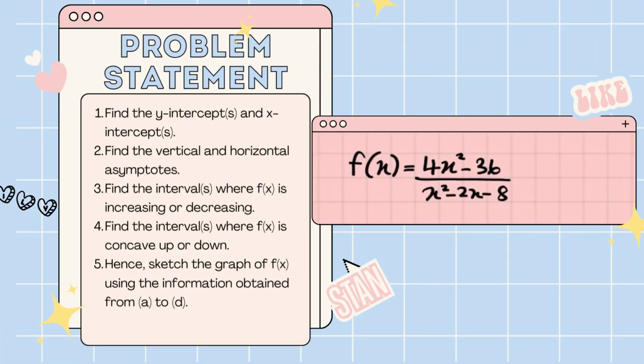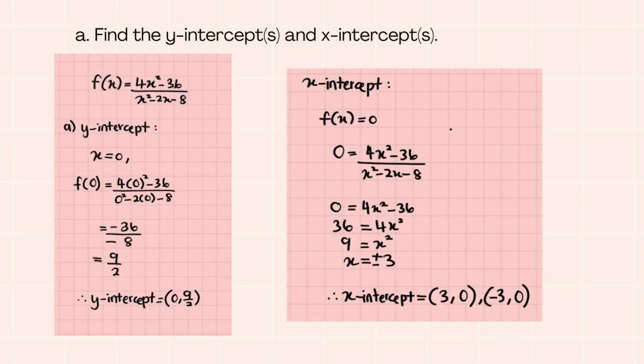So right now we move to the second function, which is a rational function. f(x) is equal to 4x squared minus 36 over x squared minus 2x minus 8. So, the y-intercept and x-intercept. In order to find the y-intercept, we have to change the x in the function to 0. Therefore, we will get f of 0. After we do that, we find that f of 0 is 9 over 2. Therefore, our y-intercept coordinate will be (0, 9/2).